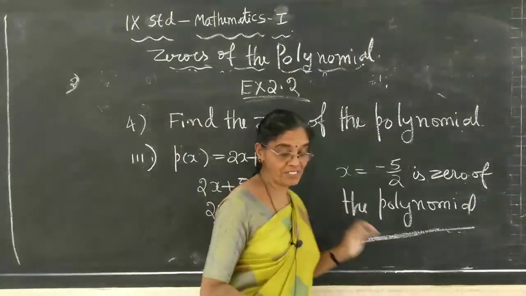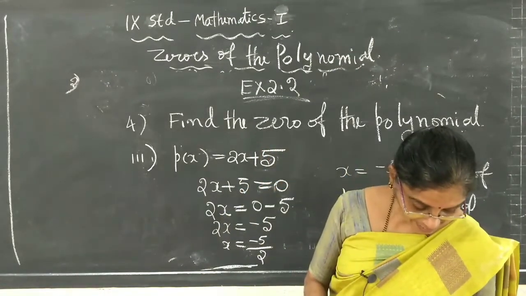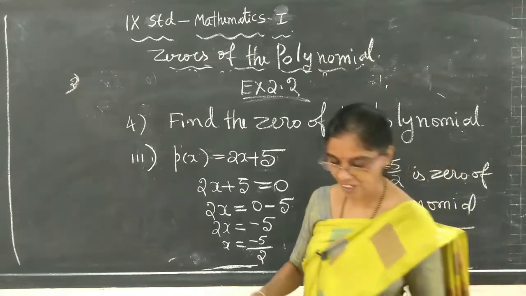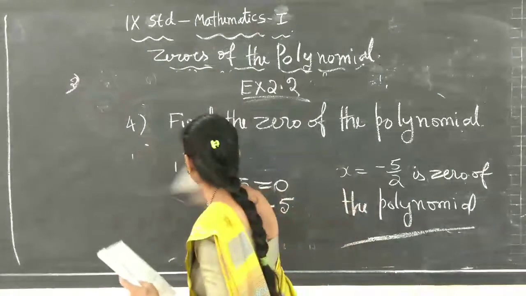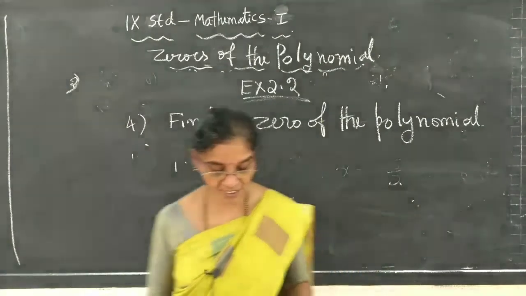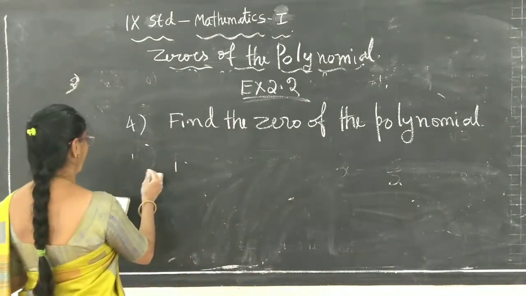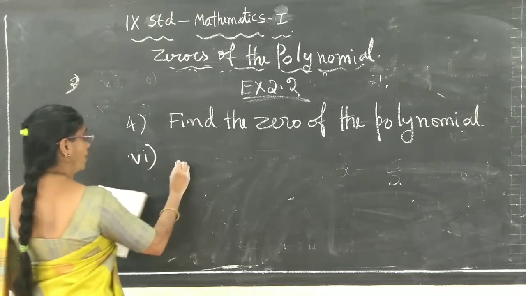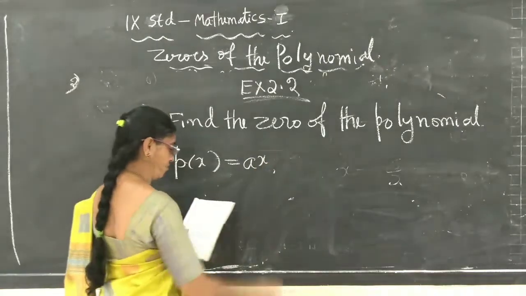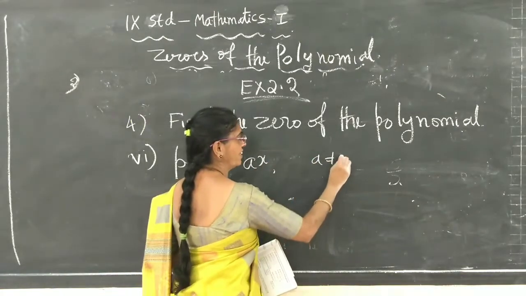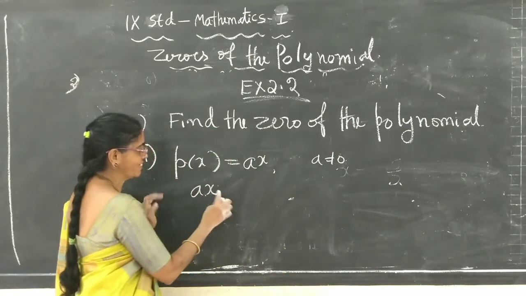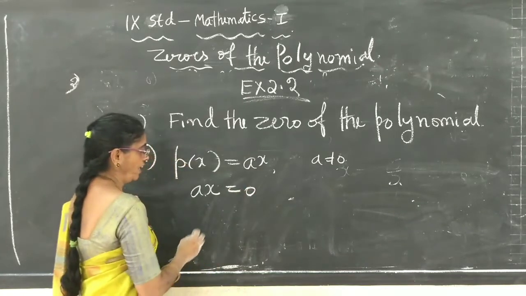Understood, children? How to find the 0 of the polynomial? One more problem I will take so that we understand the problem in a better manner. I will take the sixth one. P of x is equal to ax. Here a is not given, it is some real number. So the polynomial is ax, it should be equal to 0 and I want the x value.